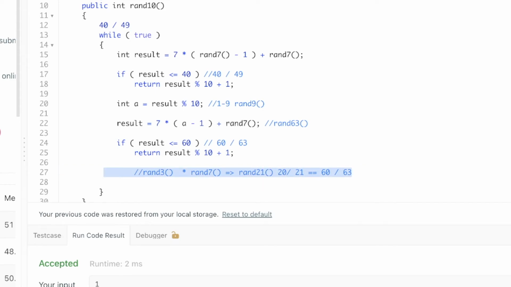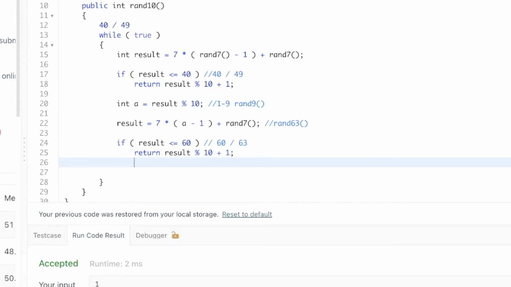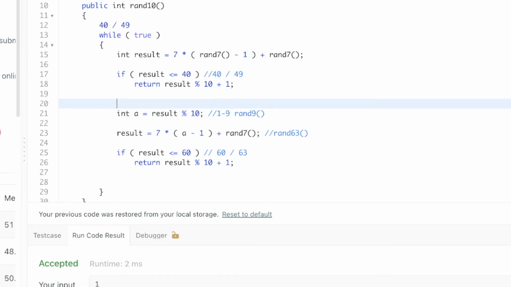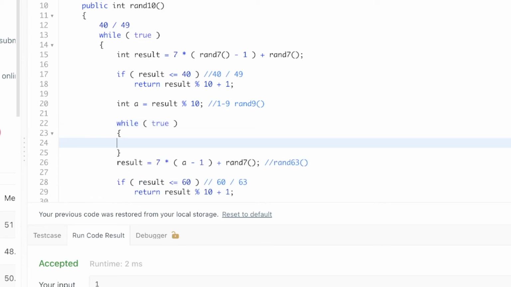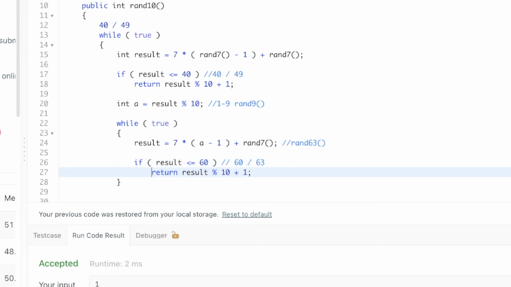So because we like this 60 over 63 more than this 40 over 49, we can actually just keep repeating our Rand63 that we have now. So here's what we're going to do. We're going to turn this into a while loop here. And now we're just going to keep repeating our Rand63.